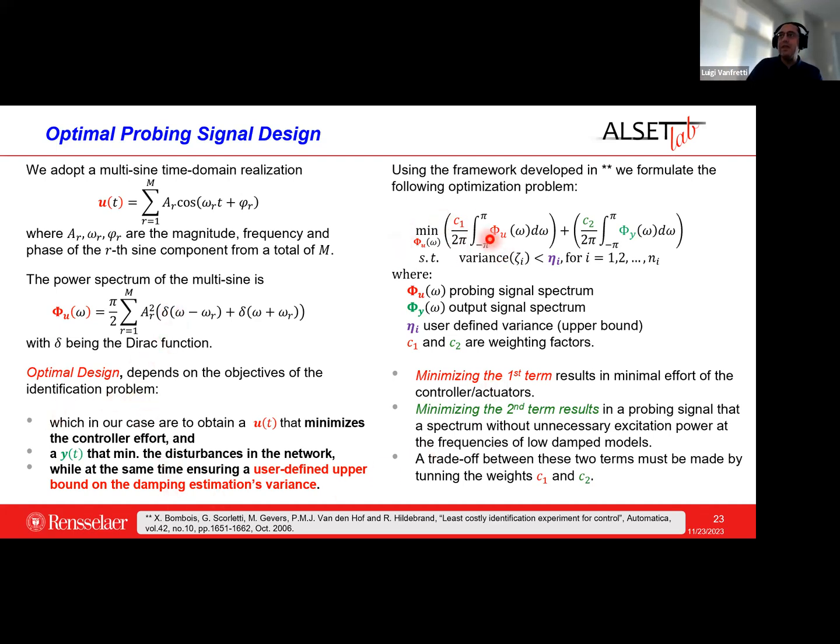So in this optimization problem, we formulated it in such a way that theta u is the power spectrum of the input and theta y is the power spectrum of the output, and we put a coefficient 1 and constant 1 and constant 2, which are our weighting factors, so that we can target either the power spectrum of the input or the power spectrum of the output.